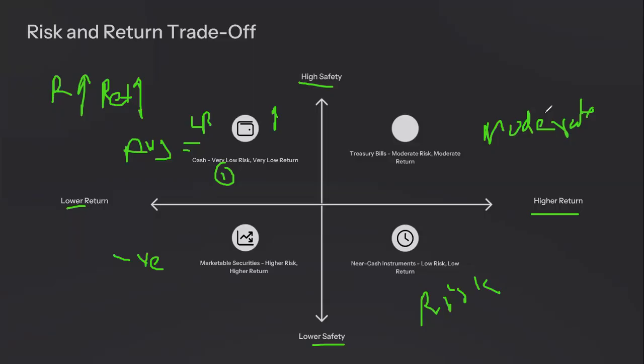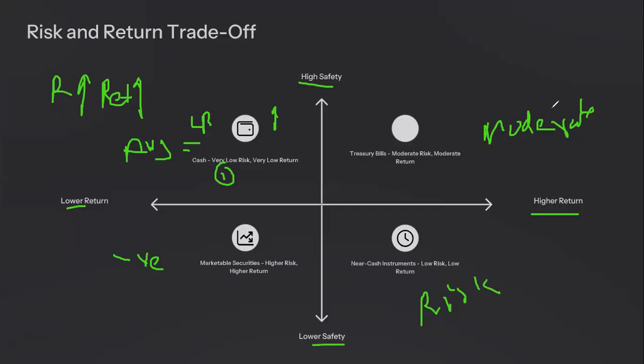So this is a four quadrant approach. When low returns, high safety, it's average. When returns are low and safety is low, it's a negative investment. When it is high safety and high return, then investments are called moderate. And when safety is less but returns are high, it is called a risky investment.